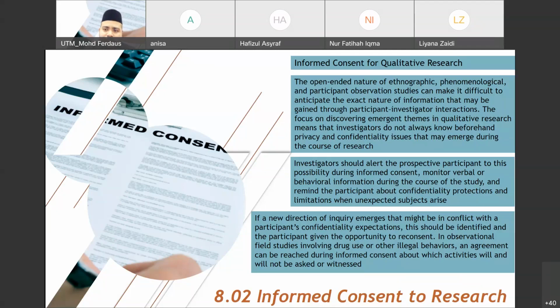So in this aspect, we are involved with our participants. We are interacting, we are communicating again. So we are basically living with them. So the focus of discovering emergent themes in qualitative research means that investigators do not always know beforehand privacy and confidentiality issues that may emerge during the course of research.